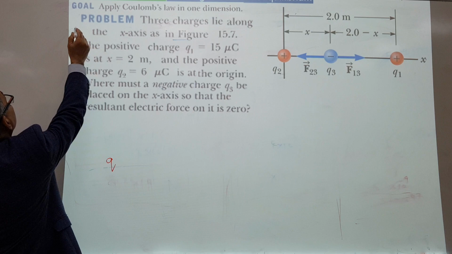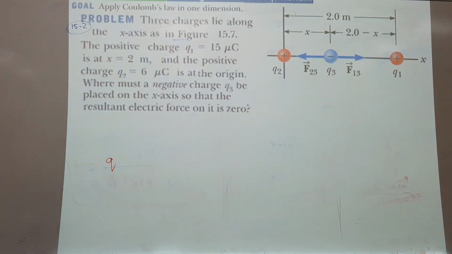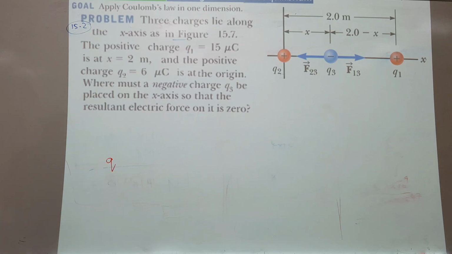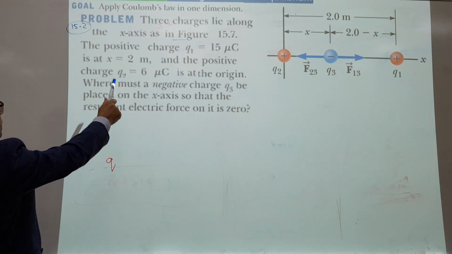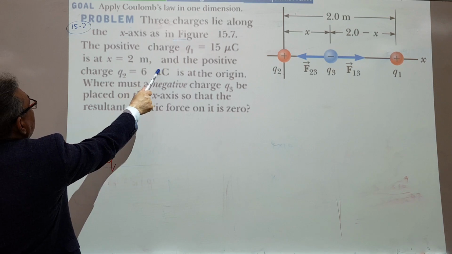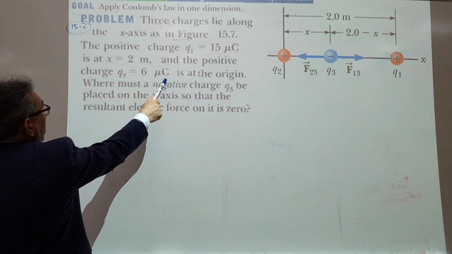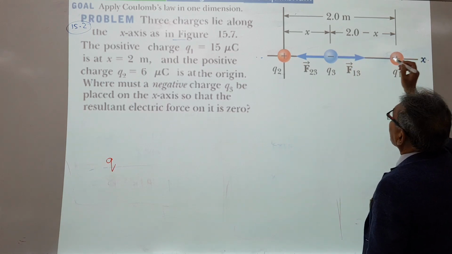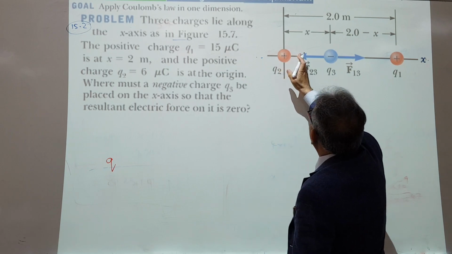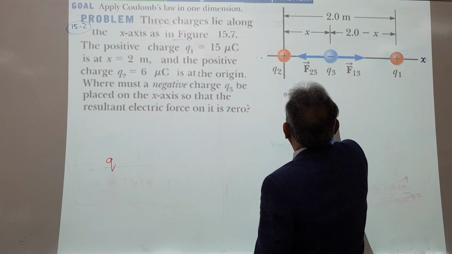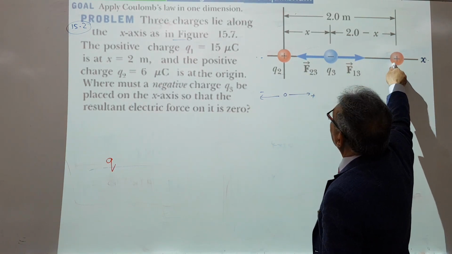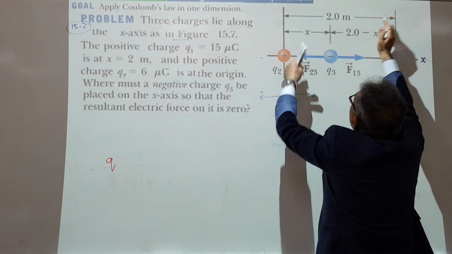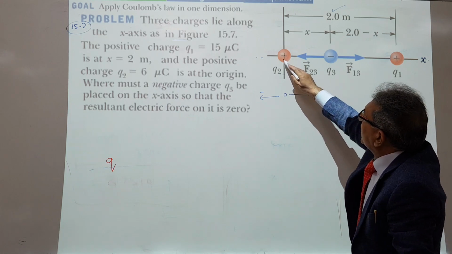We use it to do this example, which is example 15.2. You see, you have three charges along the x-axis line. The positive charge Q1, 15 microcoulomb, is at x equal to 2 and the other positive charge, 6 microcoulomb, is at the origin. If you take this as the x-axis line, this is 0, origin. Right side you have positive, left side you have negative. So this charge Q1, 15 microcoulomb, is at 2 meter from origin 0 up to here.